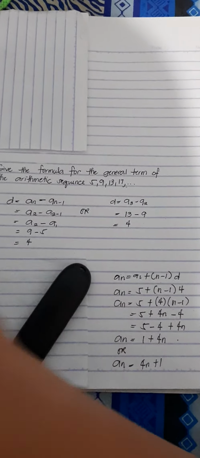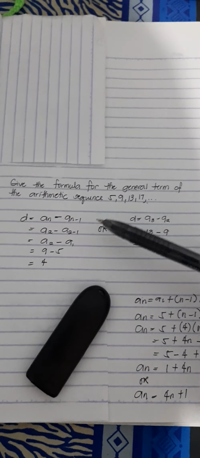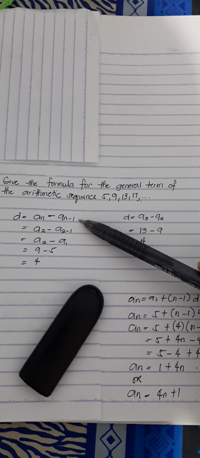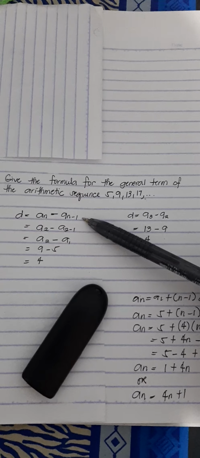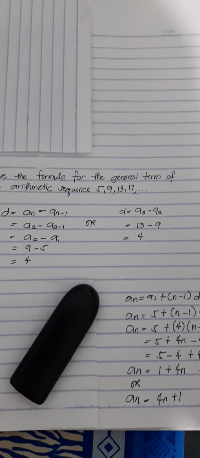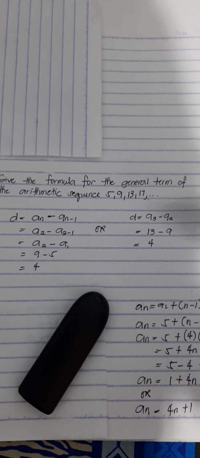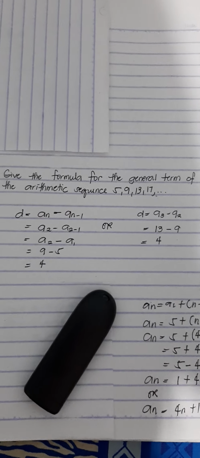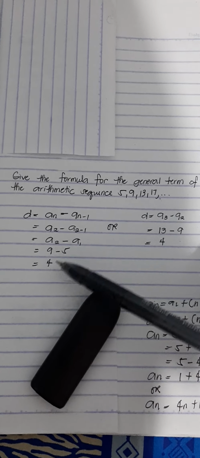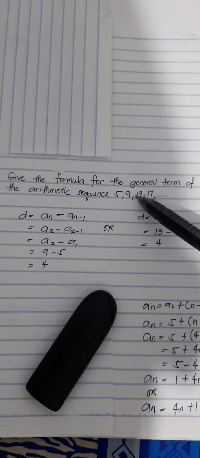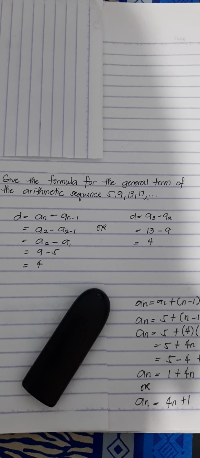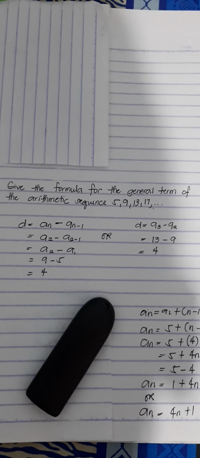So first, we need to get the common difference. We can make use of this process. I showed you the general formula for the common difference, but you can just directly subtract the given terms. You have to subtract the preceding term from the following term. Just like, for example, we have 9 minus 5 is equal to 4, or 13 minus 9 is equal to 4, or 17 minus 13 is still equal to 4. It's either of the processes.